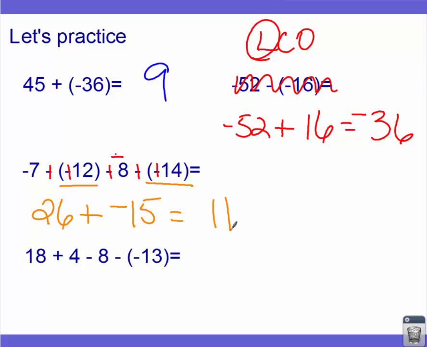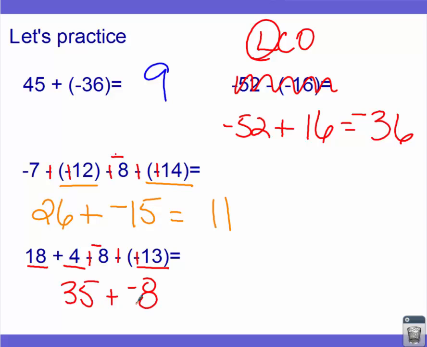Okay, one last question. In this one, again, we focus on the minuses. So here's a plus, we leave it alone. Here's a minus, so I change minus to plus, next number to its opposite. Ooh, here's another minus, so I change it to plus, next number to its opposite. Now I'm going to put all my positives together. I have an 18 and a 4, which gives me 22, plus 13, which gives me 35, and then plus negative 8. So we're going to do one subtraction problem.